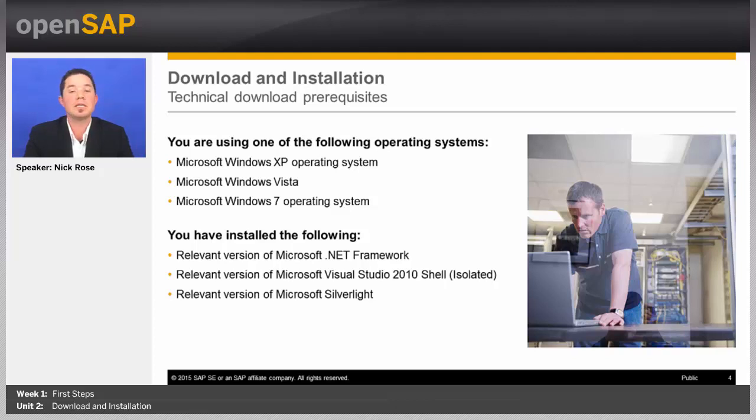Some other things that you'll need is the Microsoft .NET Framework. You'll need, obviously, Microsoft Visual Studio 2010 Isolated Shell. If you already have Microsoft Visual Studio, then you should be okay. And you'll also need Microsoft Silverlight. If you've already been using SAP Business ByDesign, you'll likely already have Silverlight installed. Now, as you go and install the actual Studio, it's going to do checks to make sure that you have these things in place, and if not, it will help you in installing those different frameworks correctly.